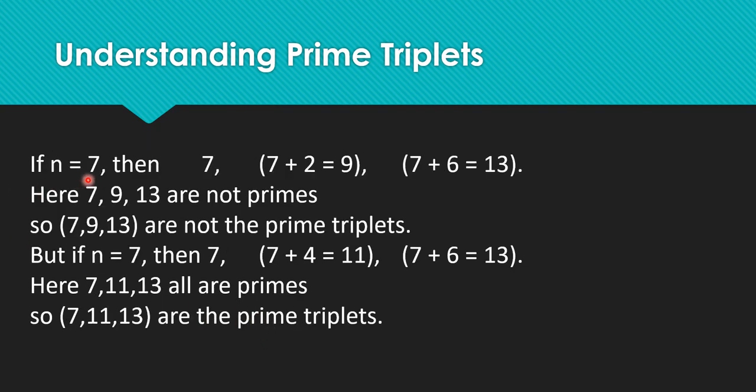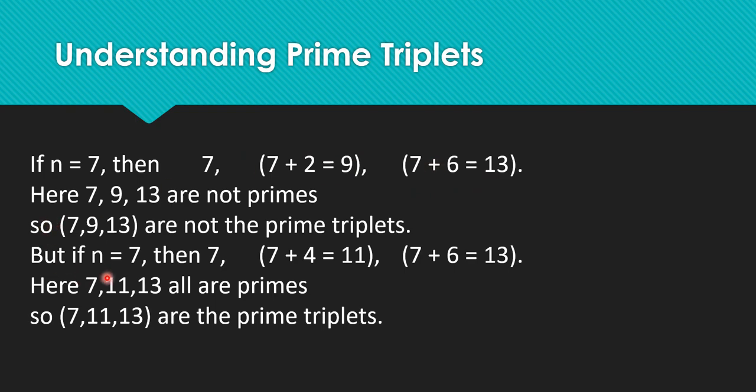If n equal to 7, then 7 is a prime number. 7 plus 2 equal to 9, which is not a prime number because it is divisible by 1, 3 and 9. 7 plus 6, 13 is a prime number, right? But one number in this sequence is not a prime number, so it does not come under prime triplet.